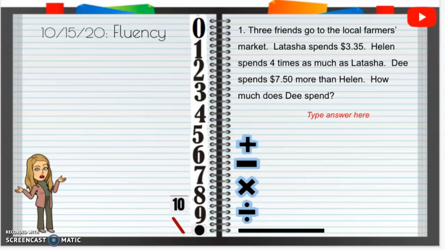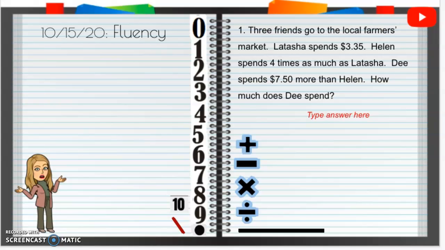Three friends go to the local farmer's market. Latasha spends $3.35. Helen spends 4 times as much as Latasha. D spends $7.50 more than Helen. How much does D spend?